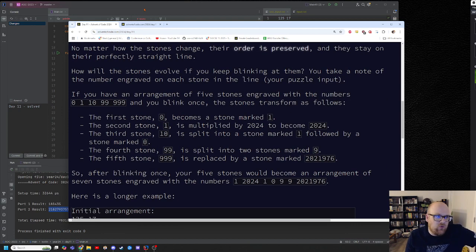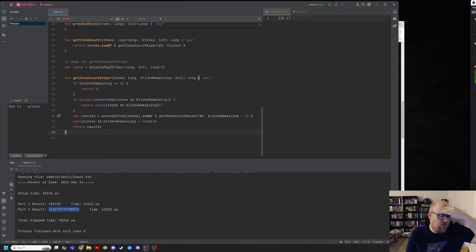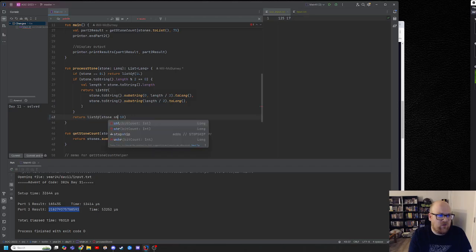I can also do, what is it in Kotlin? It is, so multiplying by this number. Like in Java, it would be shift 10. What is it? Shift left 10?